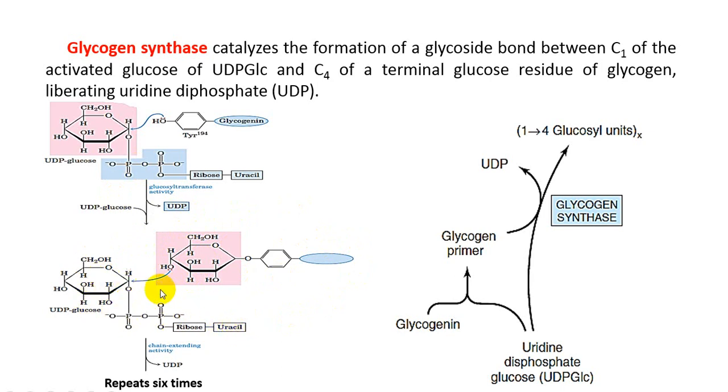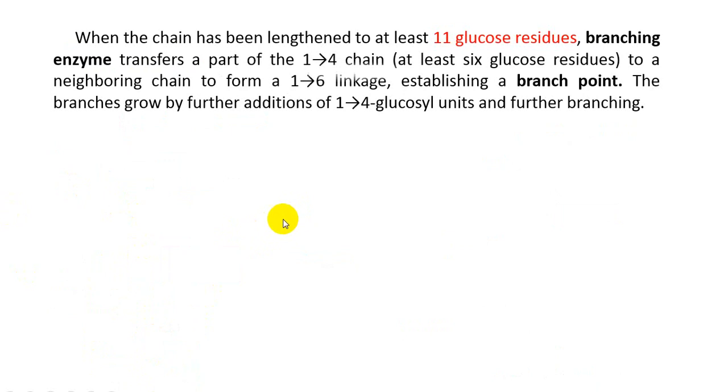Then this carbon will react with the final residue, releasing uridine diphosphate. This step will repeat 6 times until the chain reaches a length of 11 glucose residues. Now the chains have reached 11 glucose residues.